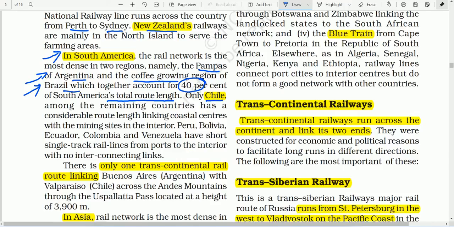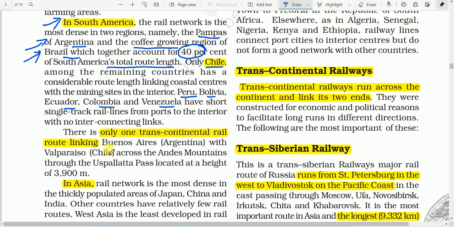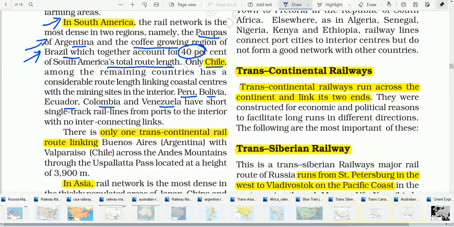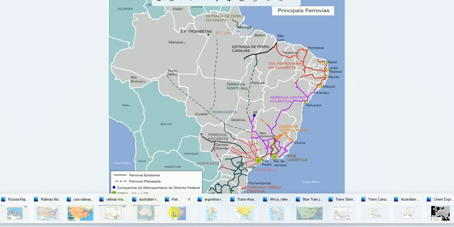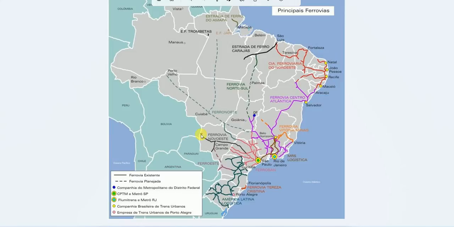Only Chile among the remaining countries has considerable route length linking coastal centers with mining sites in the interior. Peru, Bolivia, Ecuador, Colombia, and Venezuela have short single rail track lines from ports to the interior with no interconnecting links. So now let us look at two countries' railway maps.